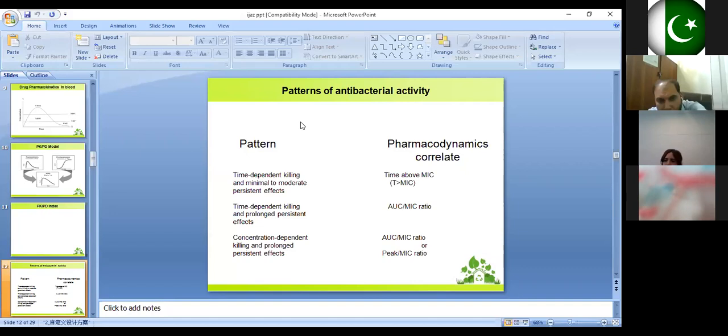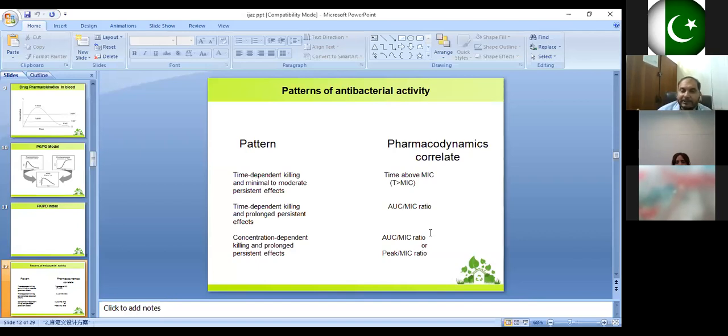Suppose I'm giving the example of ciprofloxacin or ofloxacin. This is concentration dependent, and the major parameter for this is AUC or peak to MIC. So for concentration dependent drugs, if the maximum level is increased, the effect will be better.